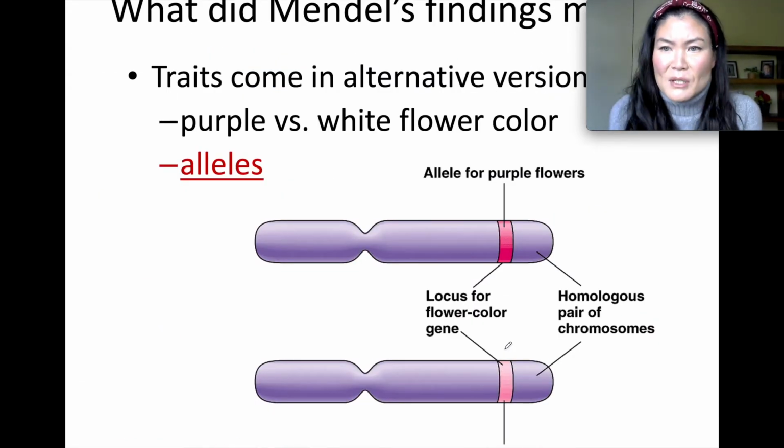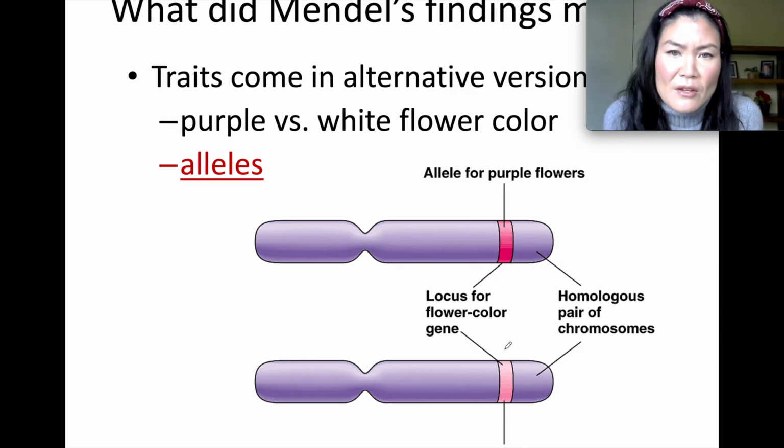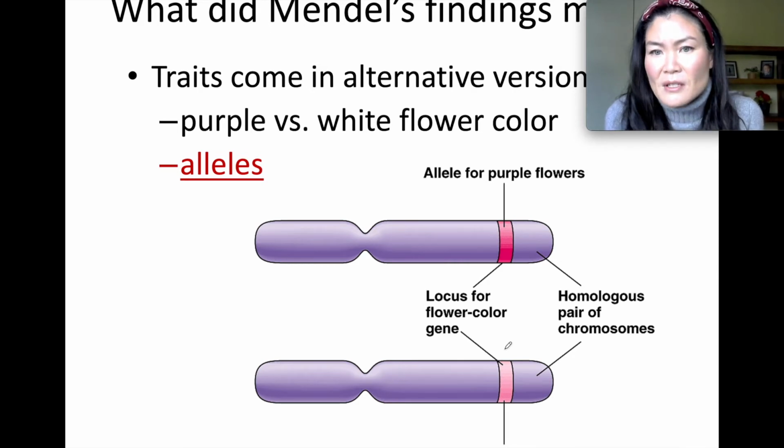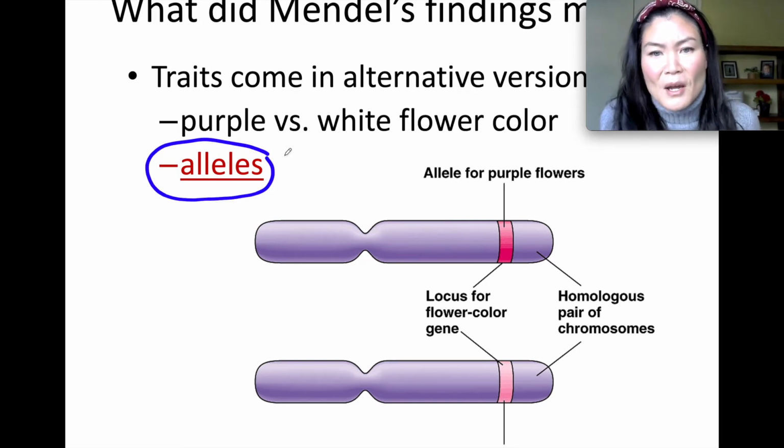So what did Mendel's finding mean? He was studying how these traits with the sweet pea plants come in alternative versions. You have purple versus white for the flower color. You have the pea color, green versus yellow. So these alternative versions are called alleles. Okay, alleles. So basically alleles are alternative genes. You have the purple gene, you have the white gene, okay?